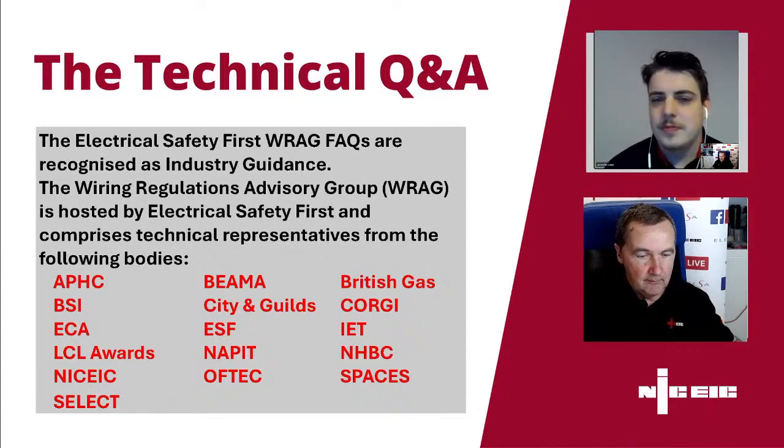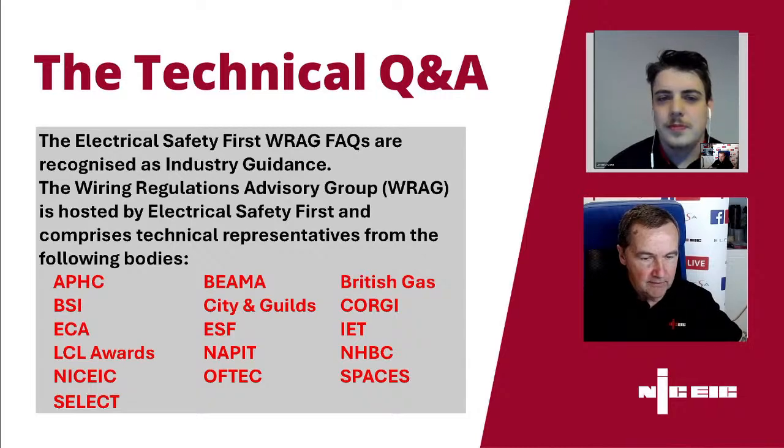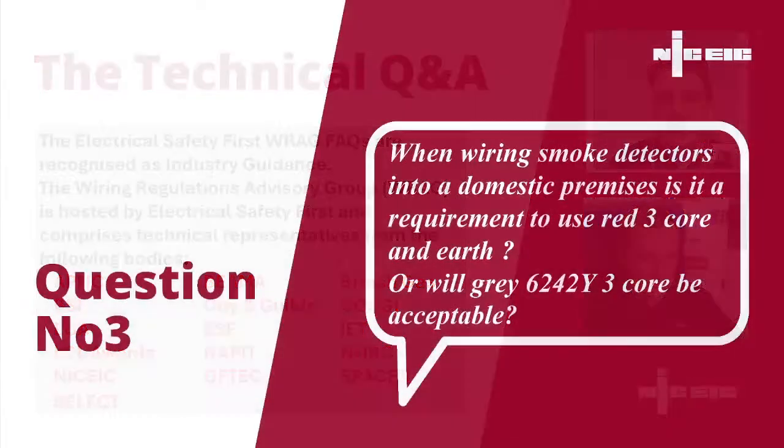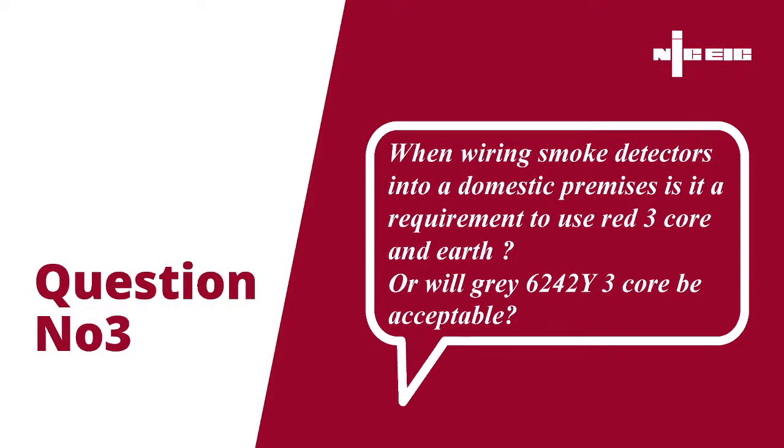Okay. We'll take another question from the previous pile. So, when wiring smoke detectors into domestic premises, is it a requirement to use red 3-core and earth, or will the standard grey 3-core and earth be acceptable?